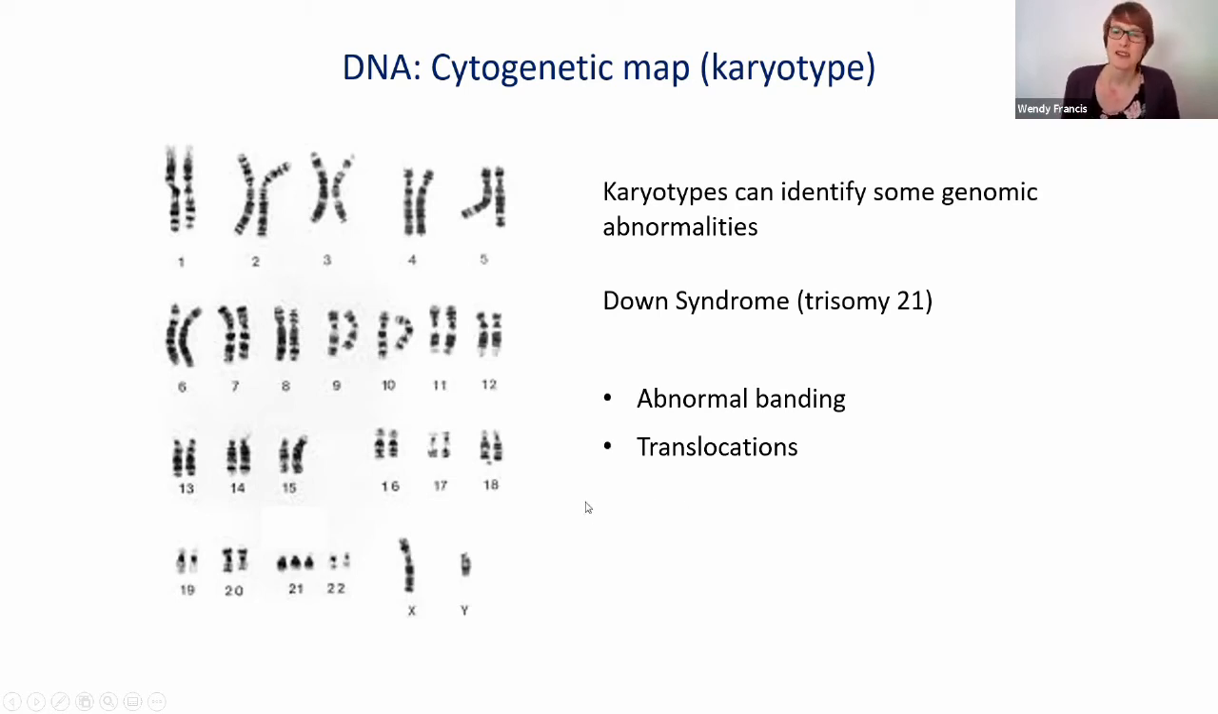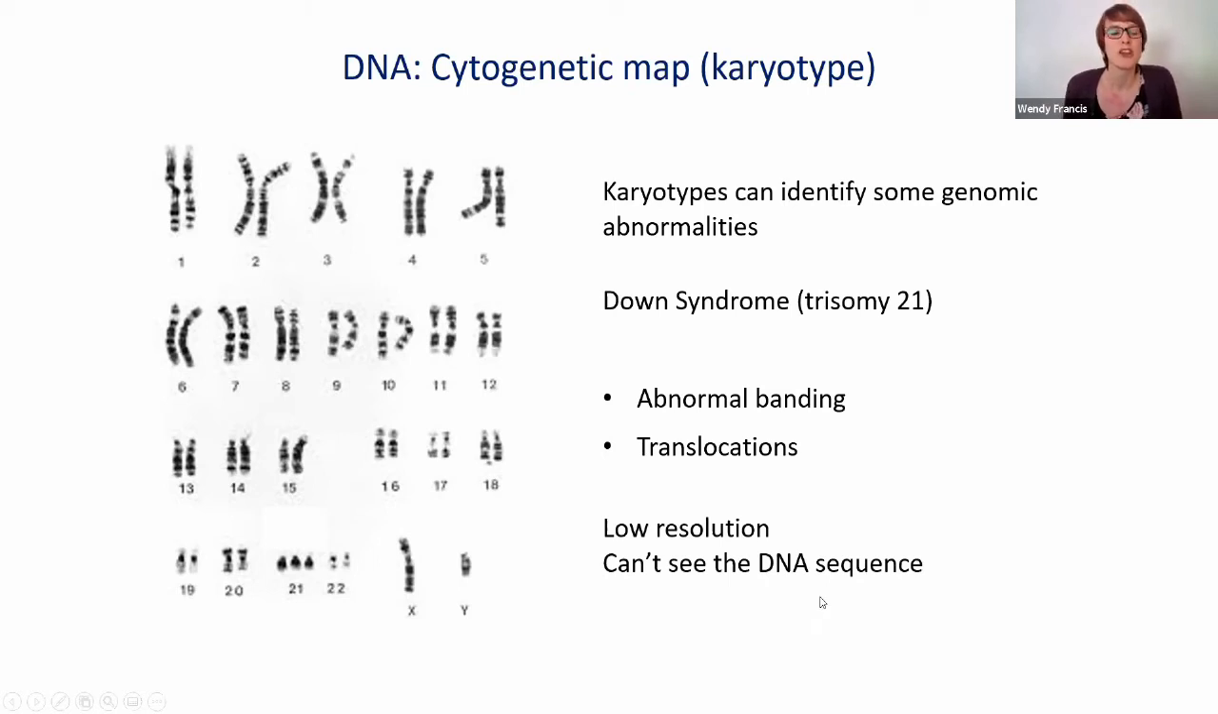So you can identify structural abnormalities from a karyotype, so we can look at abnormal banding pattern. There's also certain translocations that you might be able to detect. So that's a rearrangement when we're moving, sort of rearranging genetic segments from one chromosome to another chromosome. Okay, that's called translocation, and there are translocations in leukemias and cancers.